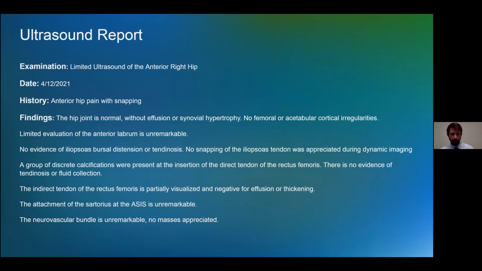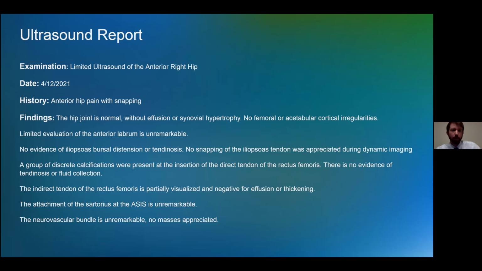And then to complete our ultrasound evaluation, just to review our findings, we'll go over them quickly. Our hip joint was normal in appearance, so we had no evidence of effusion or synovial hypertrophy. No femoral or acetabular cortical irregularities were noted. And we can say this was a limited evaluation of the anterior labrum, but it was normal. No evidence of iliopsoas bursal distension or tendinosis. We didn't note any snapping. But the patient, again, was unable to reproduce the snapping for us during our dynamic imaging.